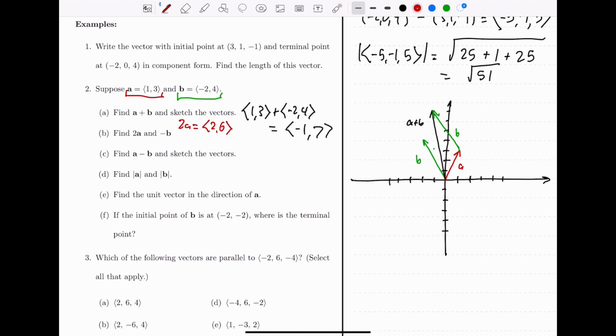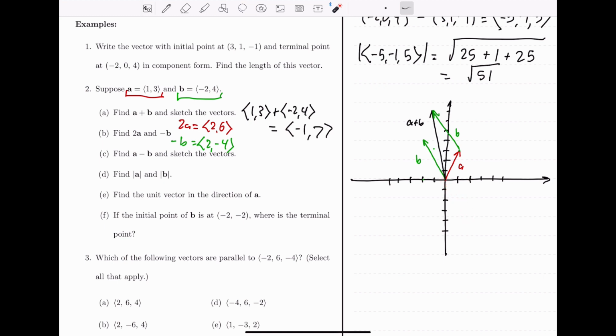-b, we just multiply all the components of the vector b by -1. So -b is just 2, -4. If we graph -b, then we go 2 in the positive x direction, down 4, and we just have the vector b completely flipped around backwards.